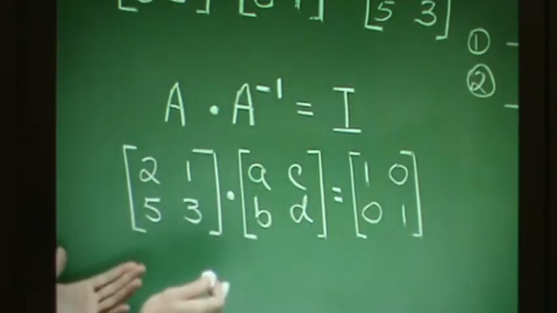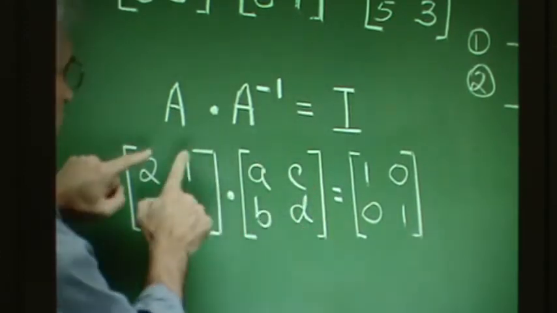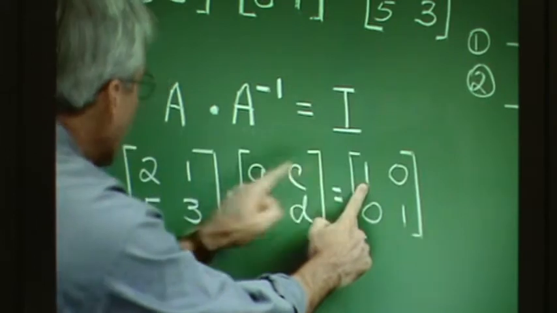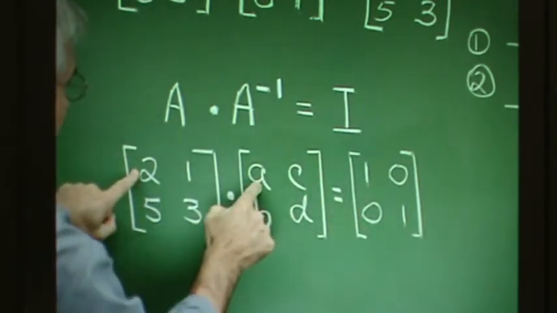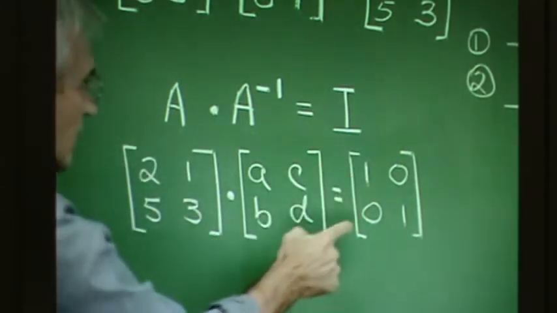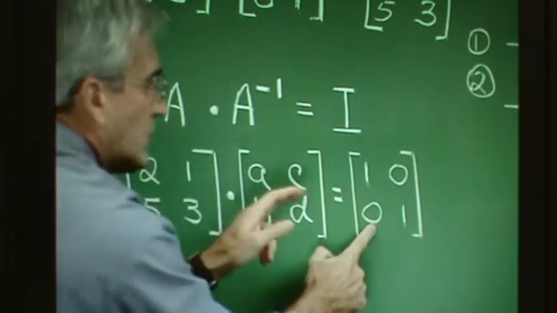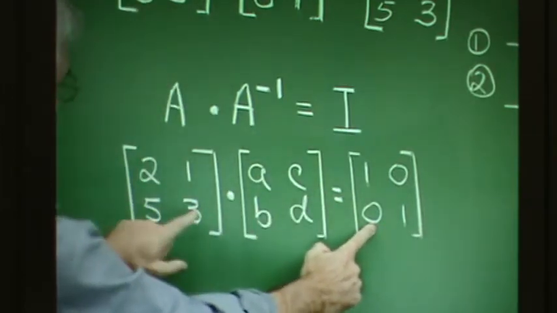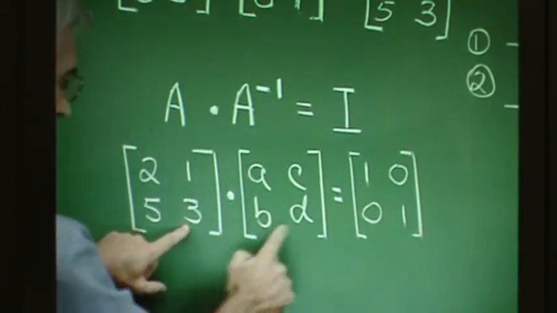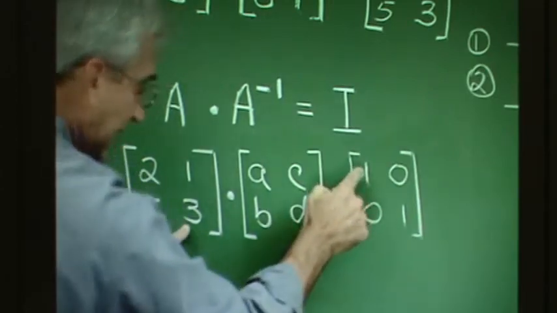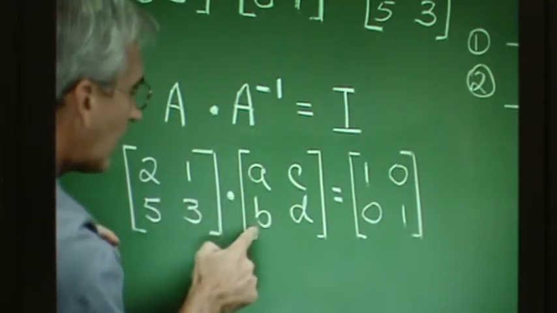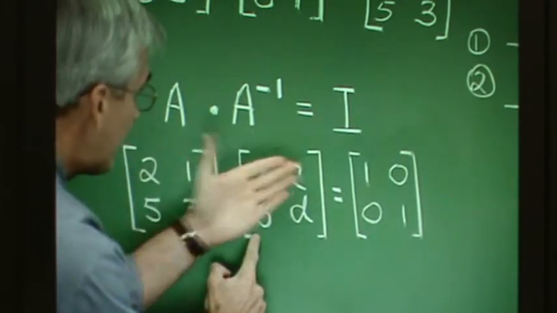But basically, it's this idea. We know that we accomplish that element by, since it's in the first row, first column, it is 2 times A plus 1 times B equals 1. And for this item, second row, first column, it's 5 times A plus 3 times B is equal to 0. Now, I chose these two items to talk about because they both involve A and B here. They're both in the first column of this matrix.